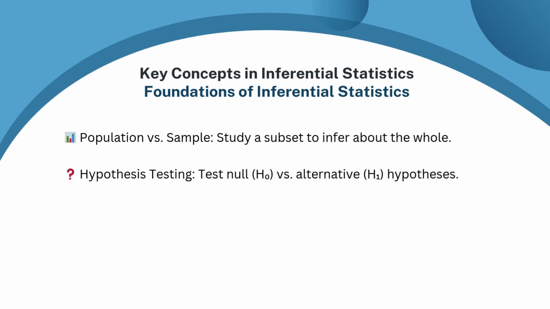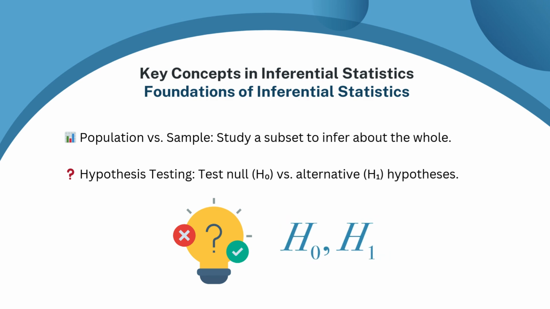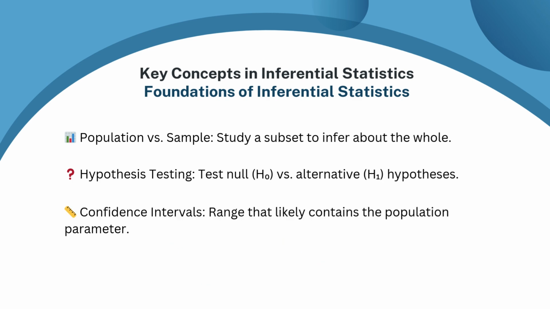Hypothesis testing. This is where we test assumptions or claims about the population. Every hypothesis test begins with a null hypothesis, H0, essentially saying there's no effect, no difference. The alternative hypothesis, H1, on the other hand, says, yes, there is a difference. For example, if you're evaluating a new drug, the null hypothesis might say, this drug has no better effect than the standard treatment. Using inferential statistics, you can analyze the data to see whether you have enough evidence to reject the null hypothesis.